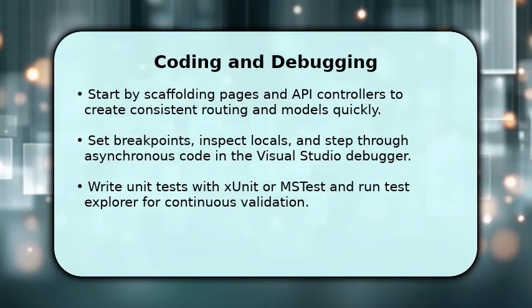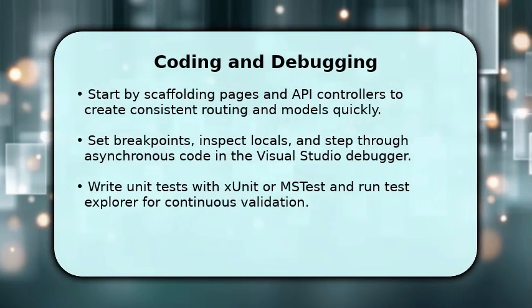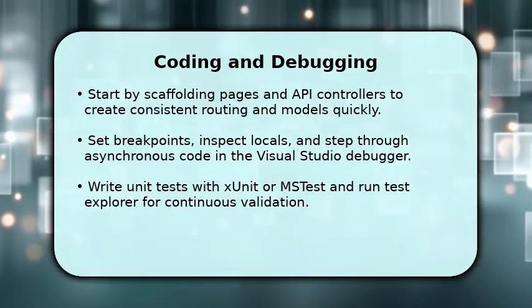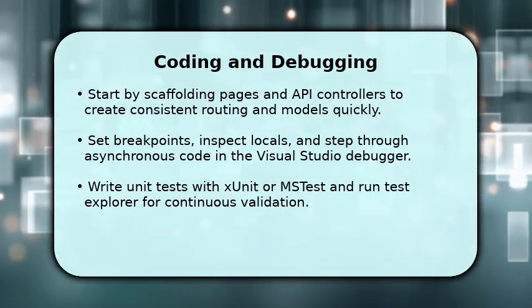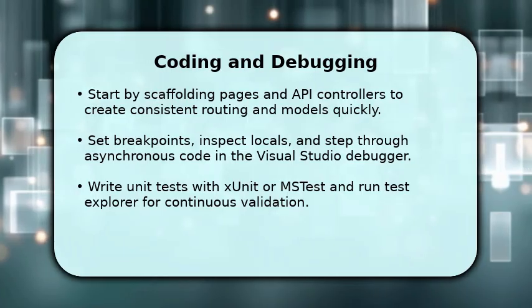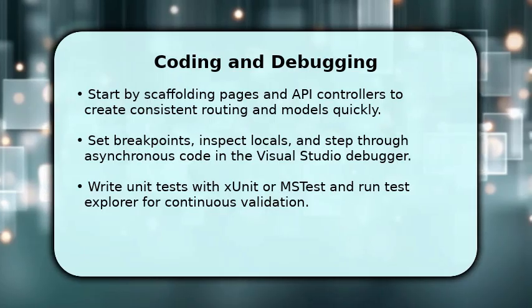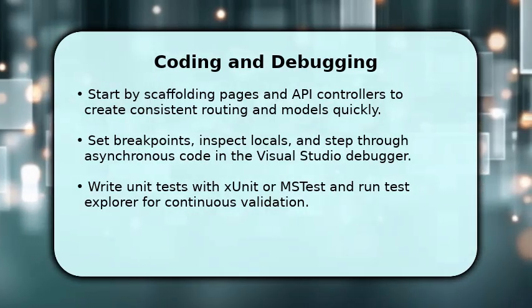Start by scaffolding pages and API controllers to create consistent routing and models quickly. Use Razor pages or MVC views and components when you need server-rendered HTML. Write modular CSS or use Sass with bundling via Webpack or the built-in bundler.